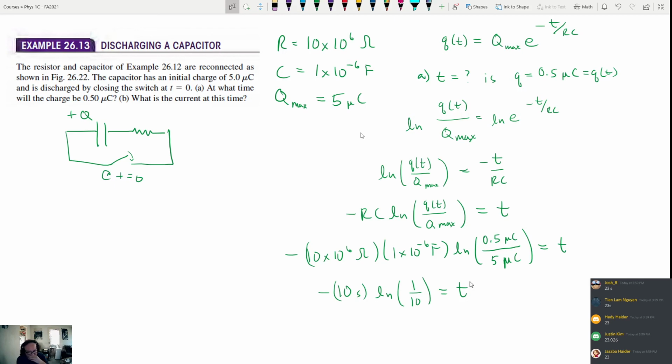I assume that's what you all got. So if we do negative 10 times natural log of 0.1, you get 23. Good job.